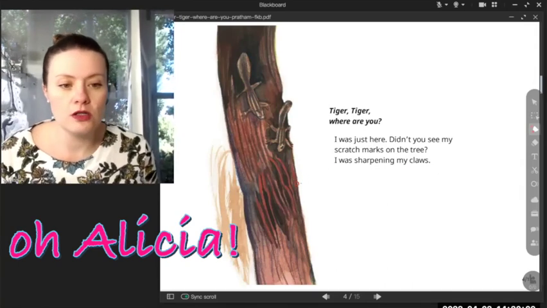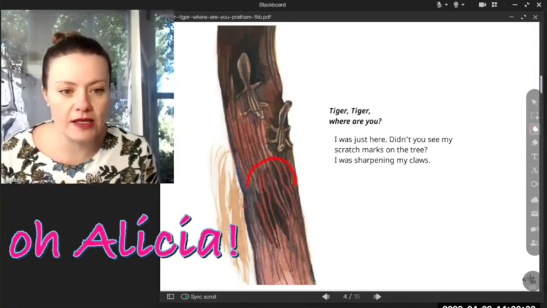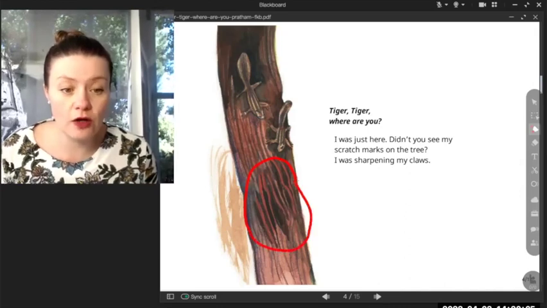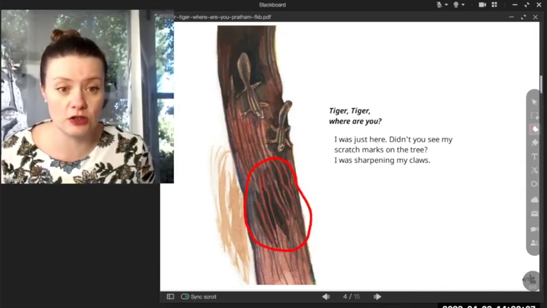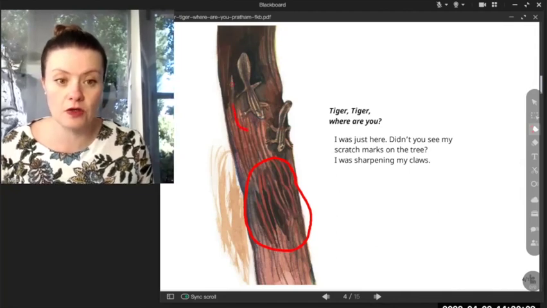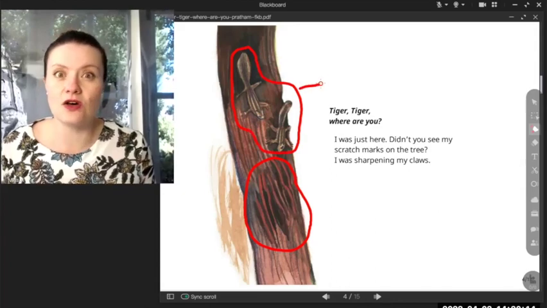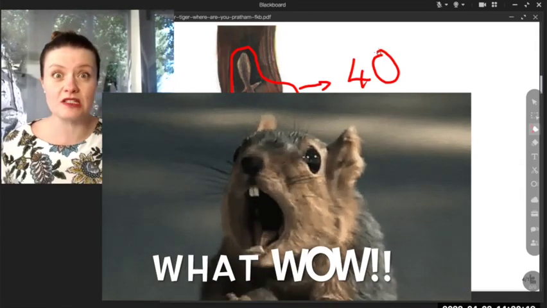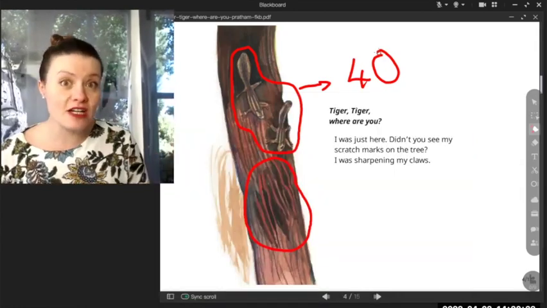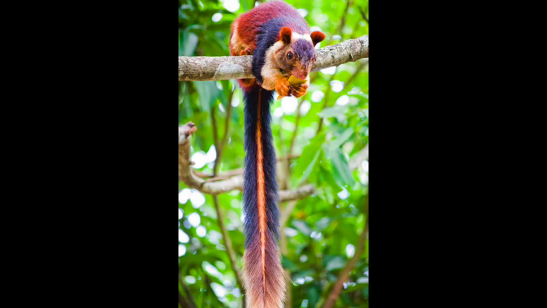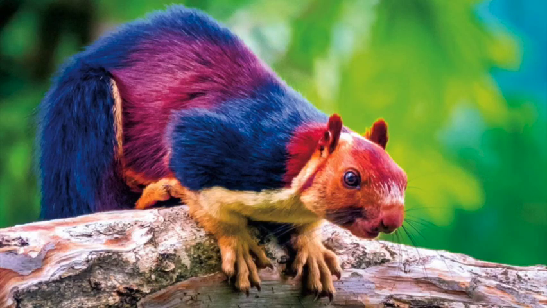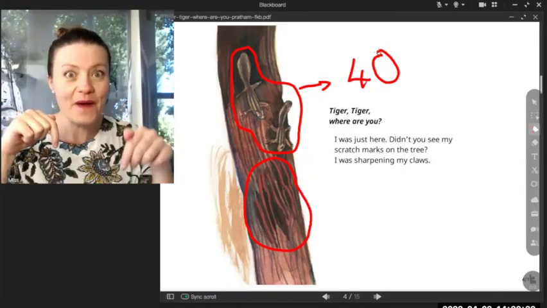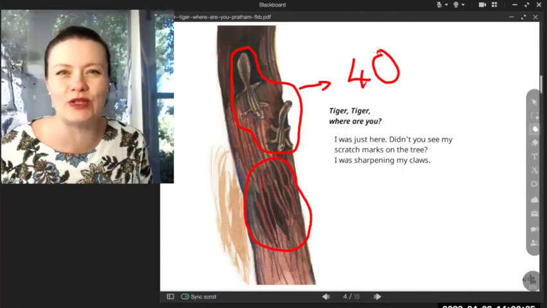Whoa. Look at these big scratch marks. And they're quite high up the tree too, because they're near the squirrel's house. And there are 2 squirrels. Did you guys know that India has about 40 different species of squirrel? And my favorite is called the giant squirrel. It's quite big. It has many, many colors. I'll show you a picture right below. What do you think? Isn't it so cool and beautiful?